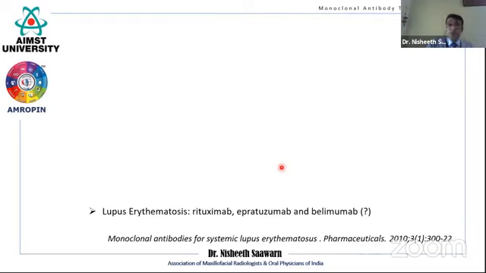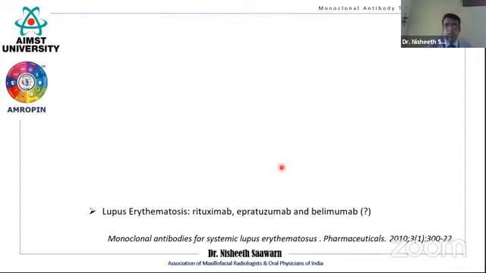Then lupus erythematosus: rituximab has shown good results, while epratuzumab and belimumab, these two drugs have also been used. Some articles say they are good, some say they are not good. Means some studies have shown that they are beneficial, some studies have shown that they are not. Rituximab has shown some beneficial effect. So I cannot say with 100% guarantee that monoclonal antibodies work in lupus erythematosus, but yes, there are reports of them showing good results in LE.